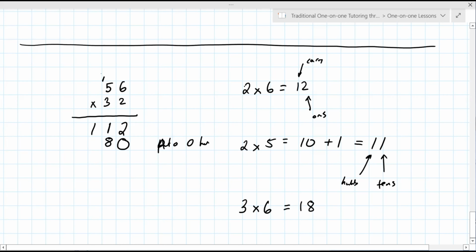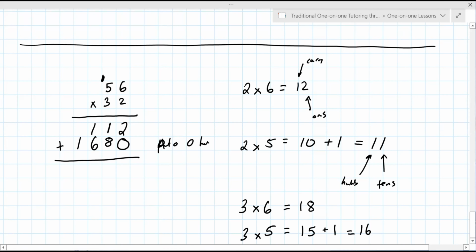And then again, you have a carry of 1. So you either just rewrite it or put a mark there to indicate that there was a carry of 1. Okay, and now you multiply the 3 times the 5. 3 times 5 is 15, but then you have to add that carry of 1, which is 16. You can see where the 16 goes. It goes there on the left.